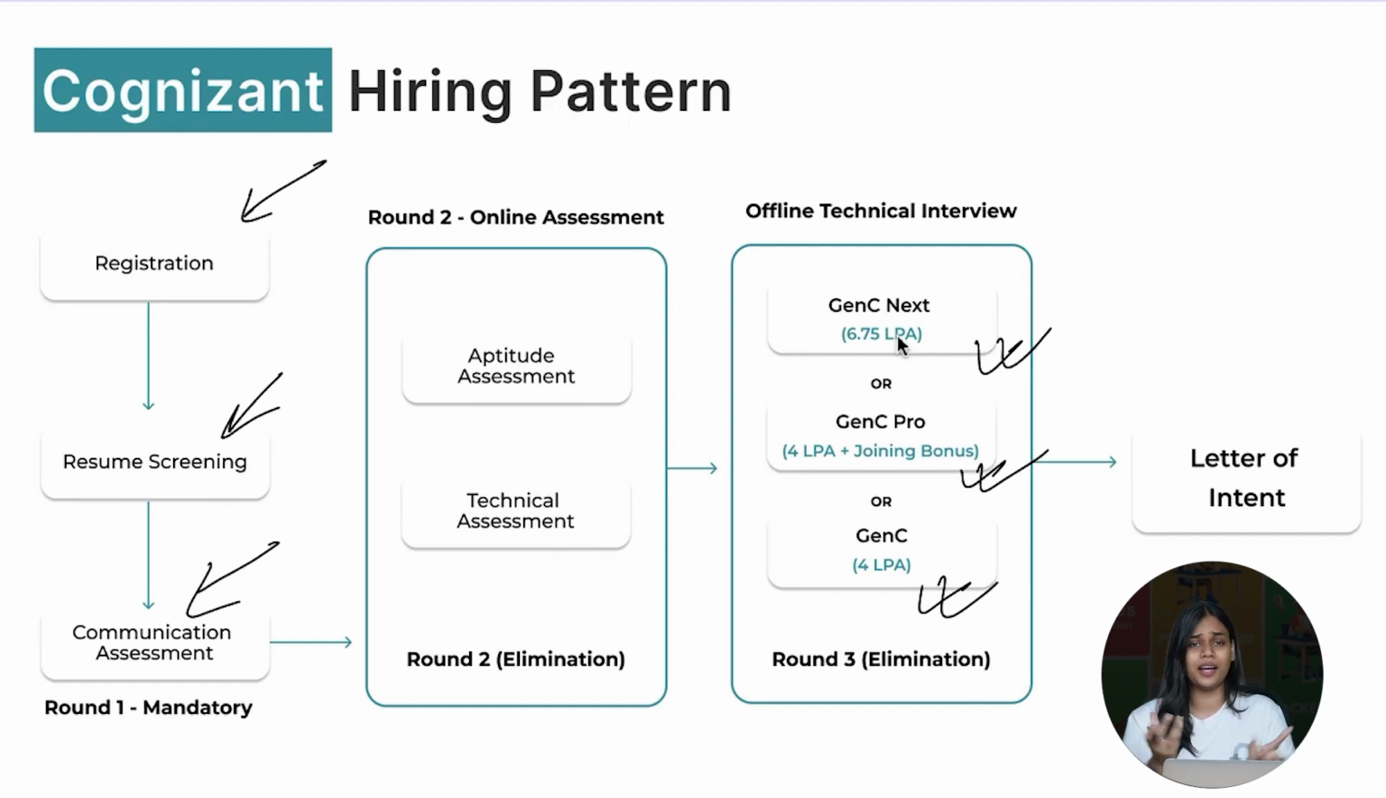Let's understand the entire structure. Okay, so the first round, which is the communication round, is mandatory for everyone to attend. You cannot skip this. Also, it is an elimination round. So all of the 3 rounds, be it the communication assessment round, the online assessment or the interview, all of these are elimination rounds.